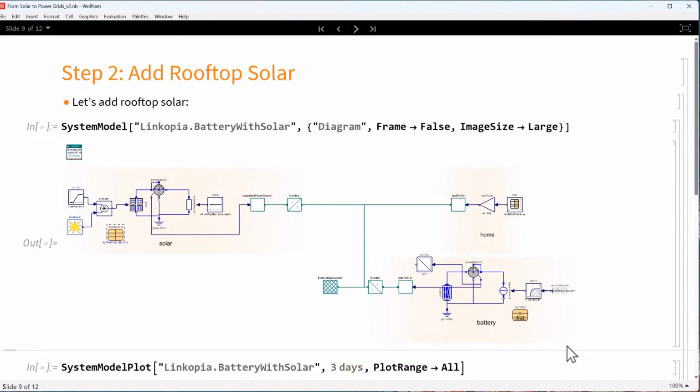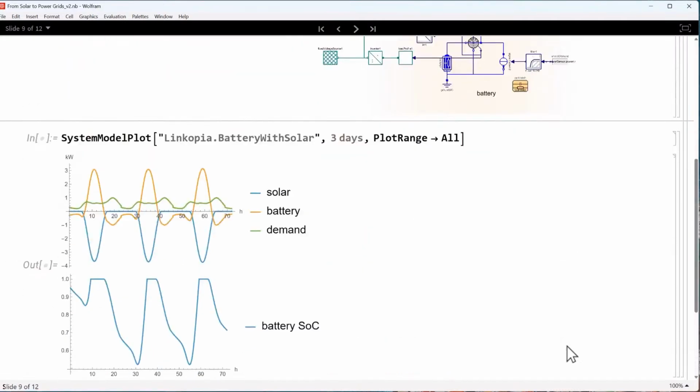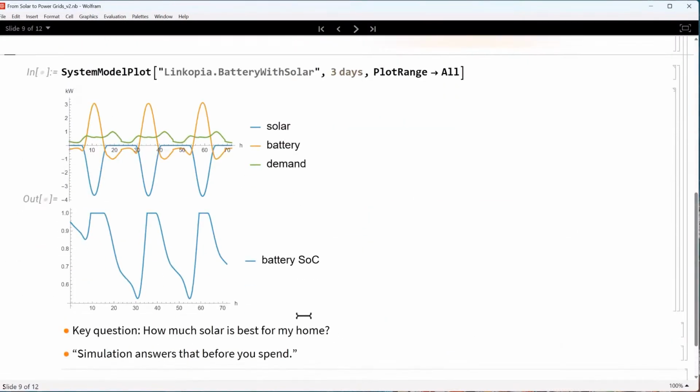Now, let's add a rooftop solar to our model and make the household operate independently of the grid. In this version, I have replaced the grid connection with a solar power model, which can be parameterized using real design data from commercially available solar modules. Once the setup is complete, I can simulate the system to see how it performs and whether the sizing of the solar array and battery is appropriate for my household's needs.